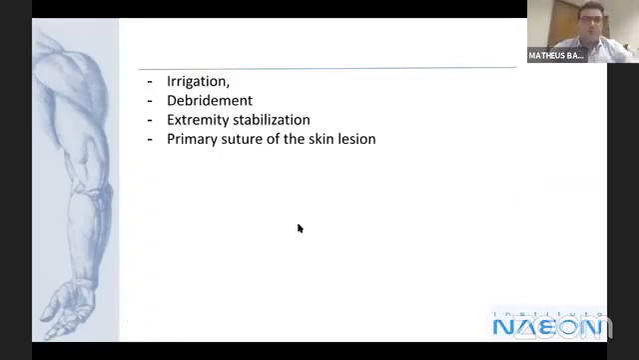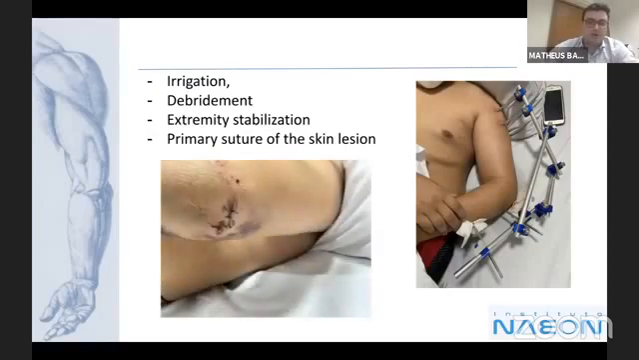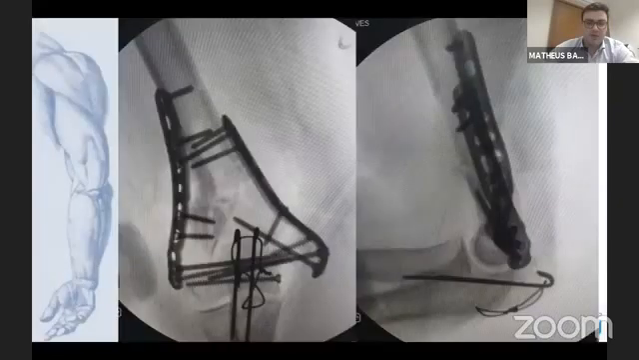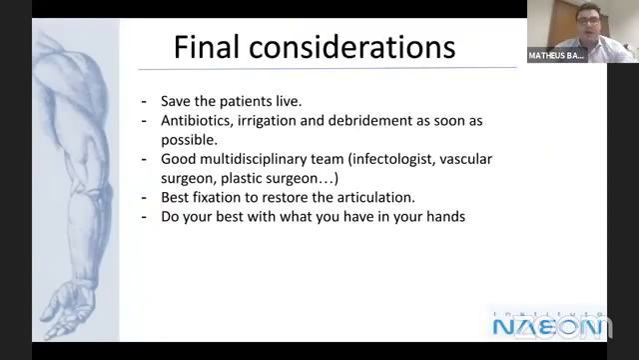We do irrigation, debridement, extremity stabilization, and primary suture of the skin lesion. This is the external fixation and the suture of the skin lesion. And a day after, we do the final fixation with parallel plates and reconstruction of the articulation, the joint, with very good results.